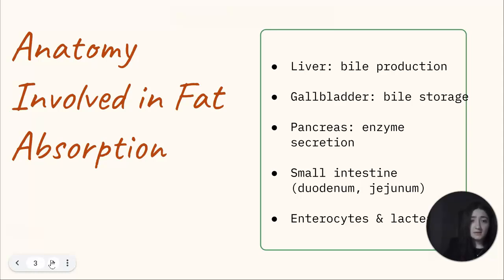The small intestine, mainly the duodenum and jejunum, provides a large surface area for this digestion and absorption to occur. And then it really is based on the enterocytes that line that intestine, which contain special transporters and the internal machinery needed for lipid processing. And then after that, lacteals will help allow absorbed fats to enter the lymphatic system, removing them from the digestive system.